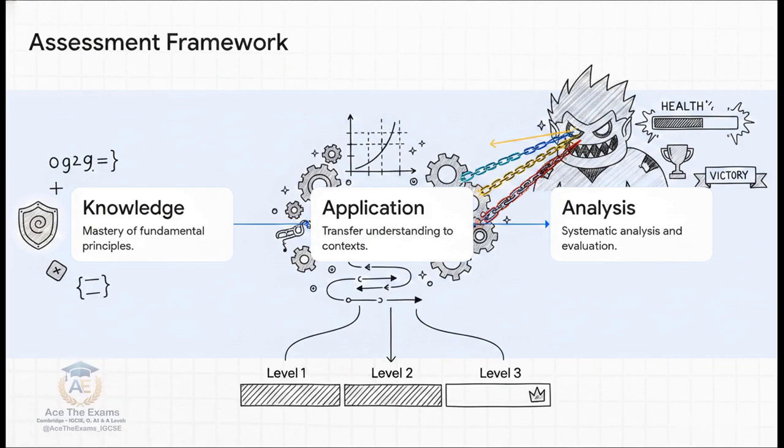Level 2 is application, which means actually transferring that baseline knowledge to specific unfamiliar equations. And finally, the boss tier, level 3, is critical evaluation. This demands systematic analysis and evidence-based reasoning. If our speedrunner Sam just blasts past the intermediate steps to write down a final number, they completely miss the critical evaluation tier. You literally have to chain all 3 of these levels together if you want to clear the stage with an A star.